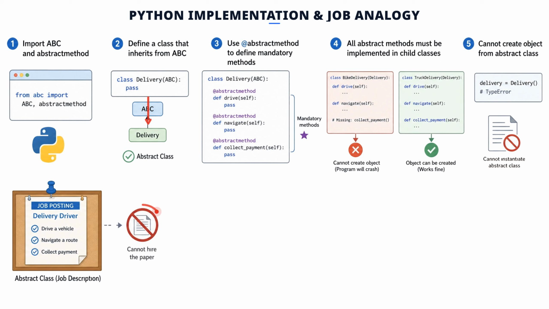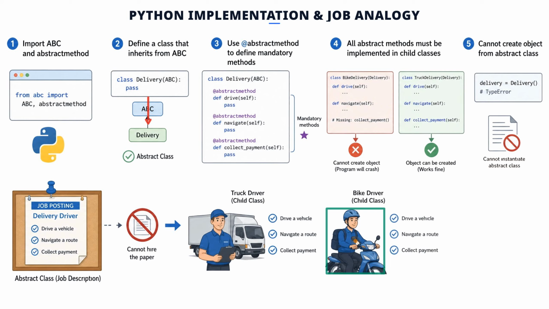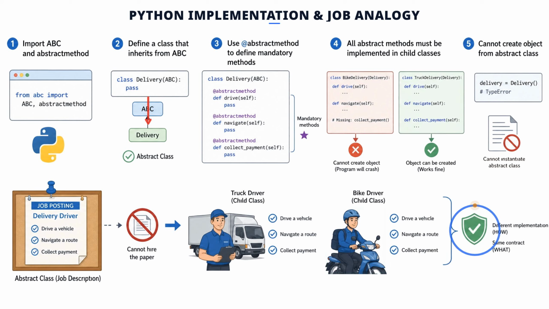Now, you cannot hire the piece of paper on the notice board, right? You must hire a real person, or a child class, who can actually perform those 3 tasks. You could hire this truck driver or you could hire this bike driver. While one driver might use a truck and another uses a bike, the specific how, or the implementation detail, does not change the fact that they both fulfill the exact contract required by the job posting. In the next section, we will see how this contract-based approach provides incredible flexibility when working with different systems.